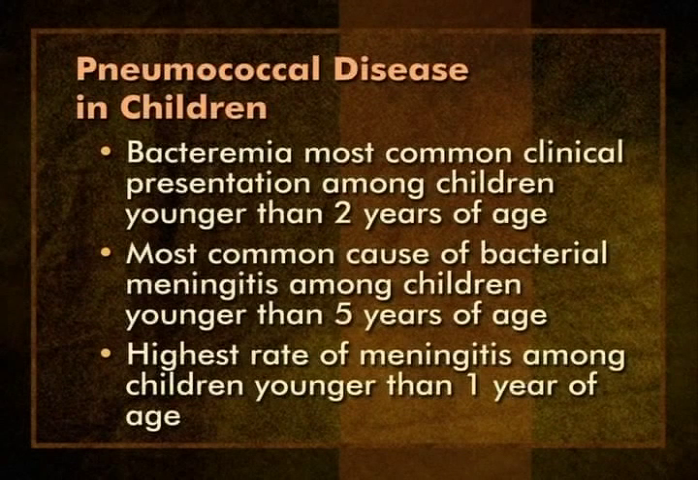Bacteremia without a known site of infection is the most common invasive clinical presentation among children younger than 2 years of age. Bacteremia accounts for about 70% of invasive disease in this age group. With the decline of invasive Hib disease, pneumococcus has become the most common cause of bacterial meningitis among children younger than 5 years of age in the United States. The highest rate of meningitis is among children younger than 1 year of age, approximately 10 cases per 100,000 population.